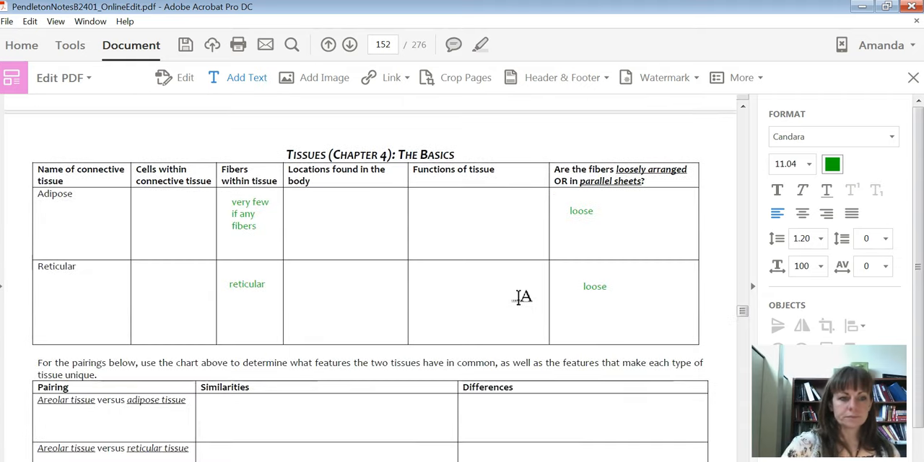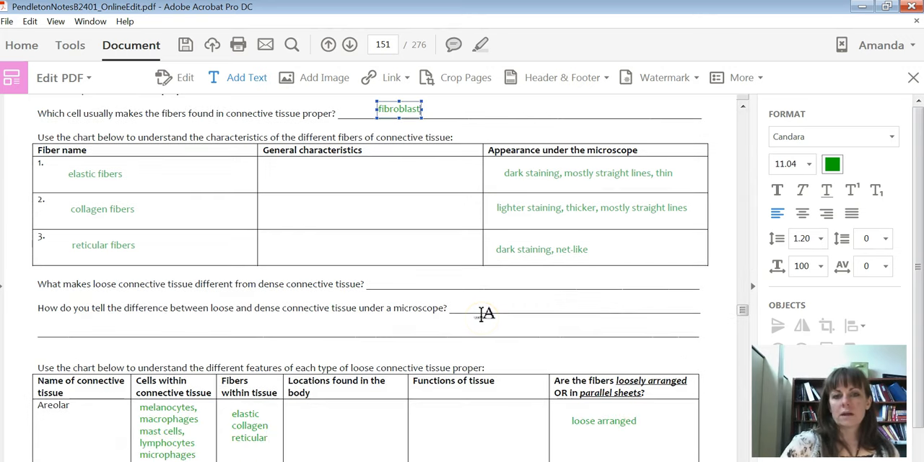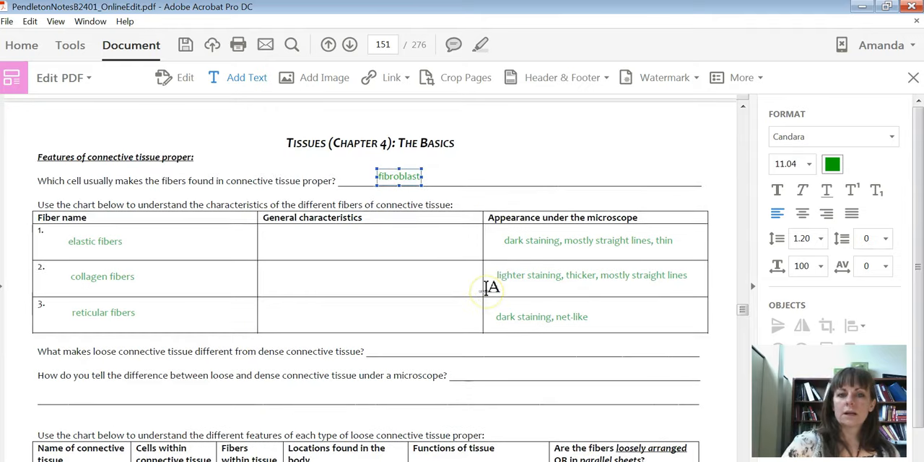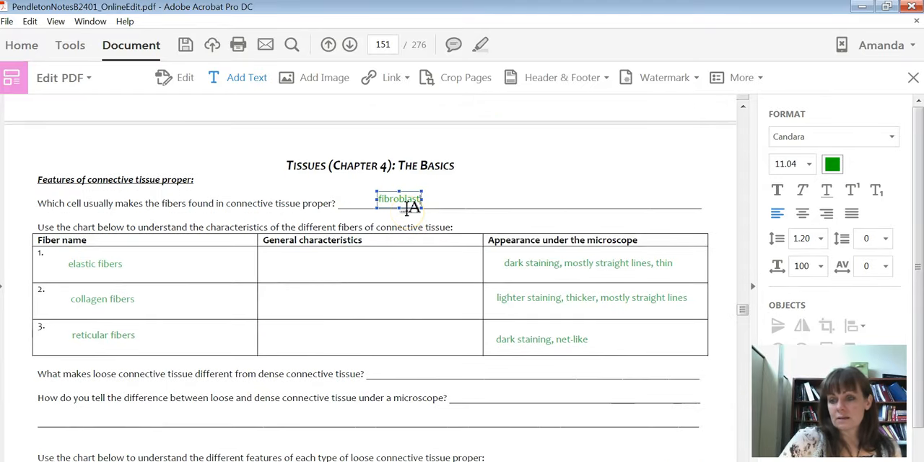Okay. Now, one thing that I want to make sure that you know up here, it says which cell usually makes the fibers found in connective tissue proper. And that is going to be a fibroblast. Okay, so keep that in mind. If you go through here and the text or the figure doesn't list a cell, if there are fibers, there has to at least be this cell. So keep that in mind as you do that.